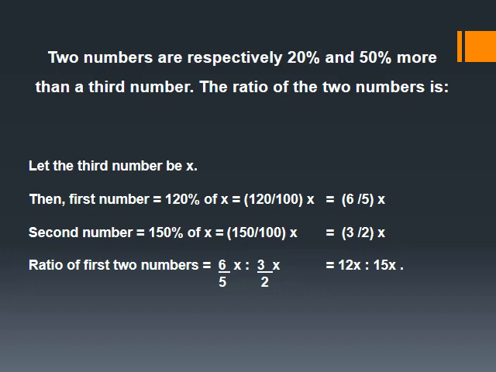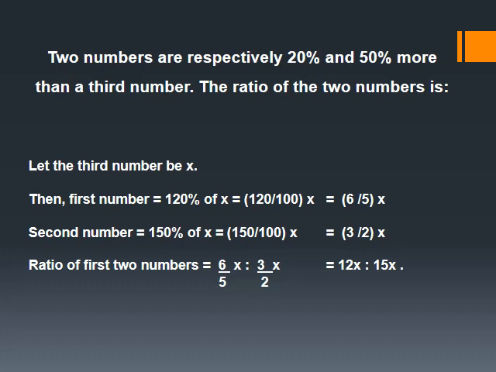So 6 by 5x to 3 by 2x means we can take whatever is shown on the right hand side, the denominator on the right hand side goes to the numerator of the left hand side. The numerator of the left hand side is 6. The numerator of the right side is 2. So 2 will go and we multiply by the numerator of the left, that is 6. So 6 times 2 is 12.